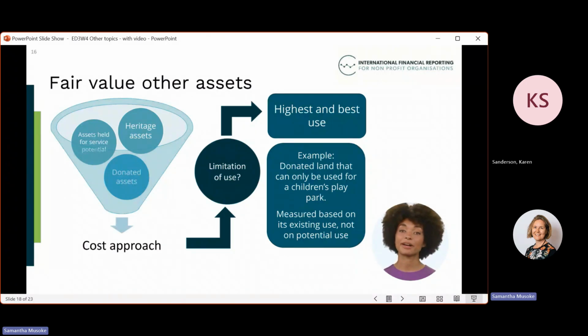For example, if an NPO has been donated land that can only be used for a children's park, no account can be taken of the possibility of the land being used for housing development. This possibility can be reflected in the fair value only when the restriction has been removed, and the NPO can freely sell it.